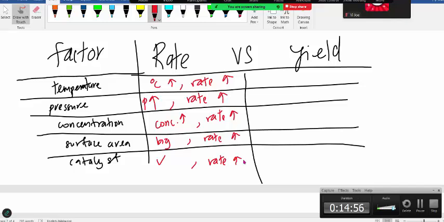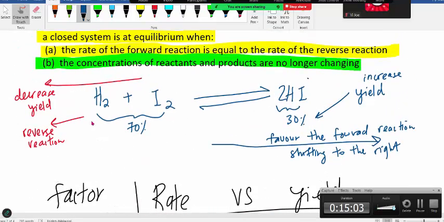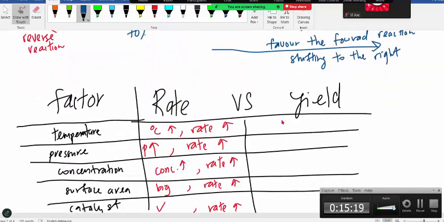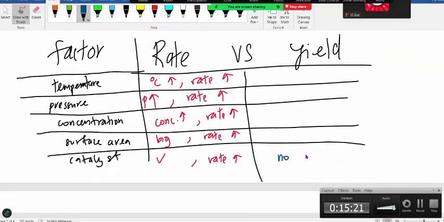What about yield? Yield depends. If I put catalyst, before I put catalyst, it's 30%. After I put catalyst, how many percent? No change. Catalyst doesn't change the percentage. Catalyst only makes it go faster. So this one, no change. Does not affect. Surface area, also no effect.